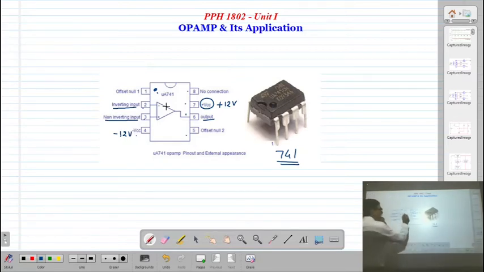So here it is connected, and here this is connected to pin number 4. Then the rest of the two pins are there, offset null and offset null 2. So what is the function of the offset null, that we will discuss in the next lecture. But basically you should understand pin number 2 is an inverting input, pin number 3 is non-inverting, and pin number 6 is output. Between pin number 4 and 7, you have to apply a plus or minus 12 volt.